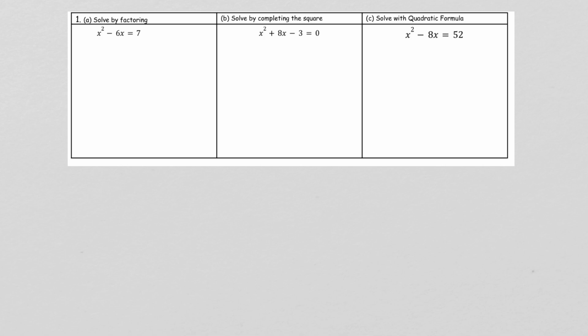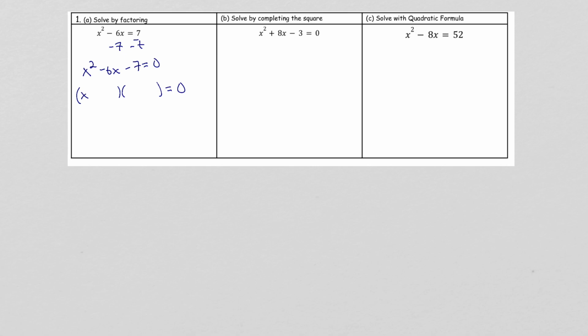So what we're going to do is move this 7 over to the left side by subtracting from both sides. So we go minus 7 and minus 7 from both sides. And then that gives me x squared minus 6x minus 7 equals 0. And then we need to go ahead and factor. So we're going to write our parentheses and write equal to 0.